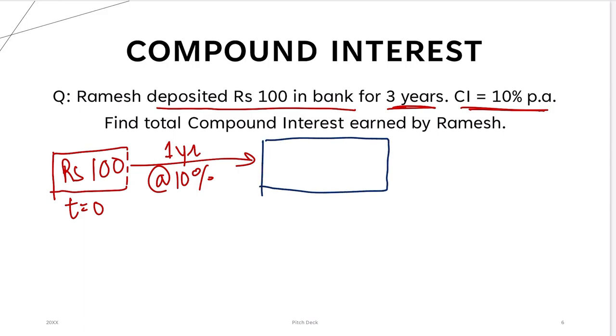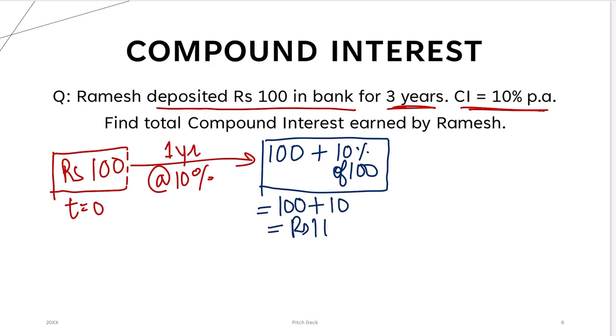After 1 year, he will get back his principal of 100 plus 10% of 100 rupees. So that is 100 plus 10, that is 110. I hope this is clear. So 10 is the interest he will get after 1 year and 100 was the original amount. So 110 is the total money he has in the bank now. He has not taken out any money. He just has 110 rupees in the bank after 1 year.